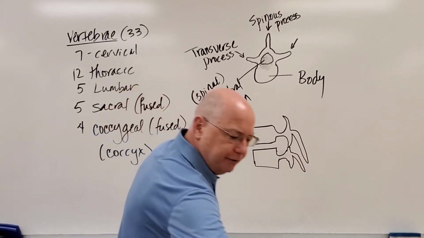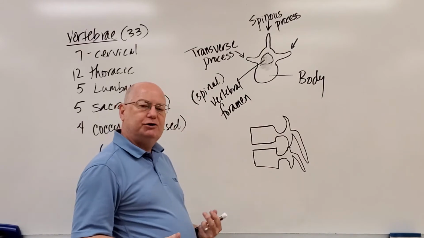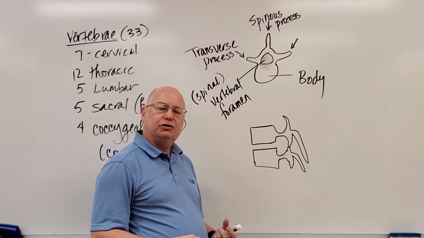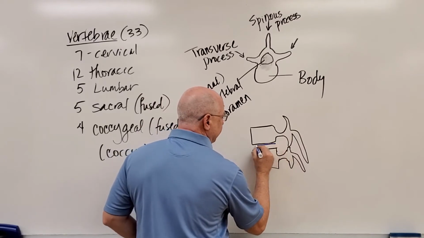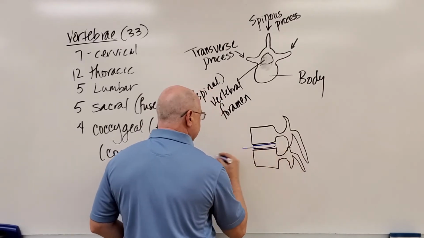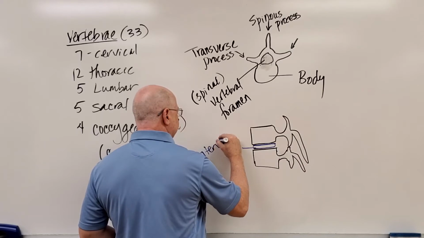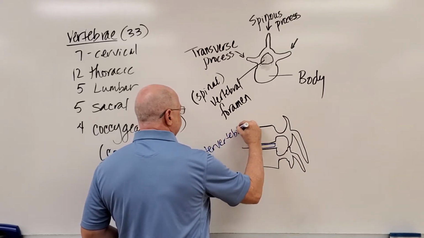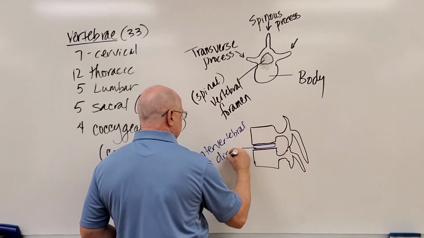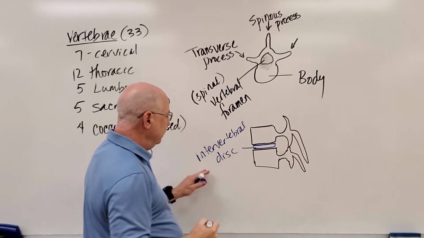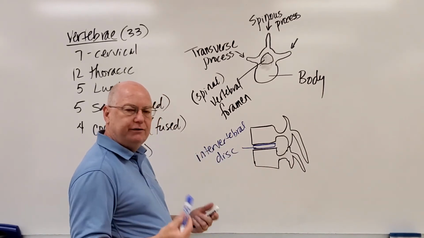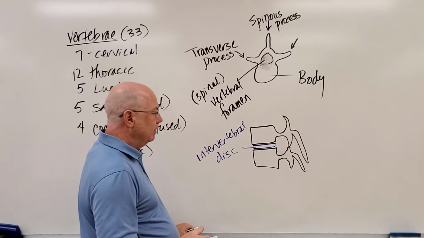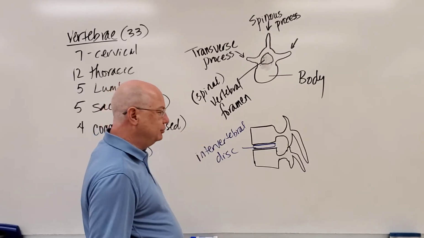Now, separating the bodies of the vertebrae is a fibrocartilage pad. We talked about it in lecture, called the intervertebral disc. And so there's a big fibrocartilage pad sitting here, and that's known as the intervertebral disc. Intervertebral means between the vertebrae. And between all the bodies of the vertebrae are these discs. And they act as little shock absorbers.